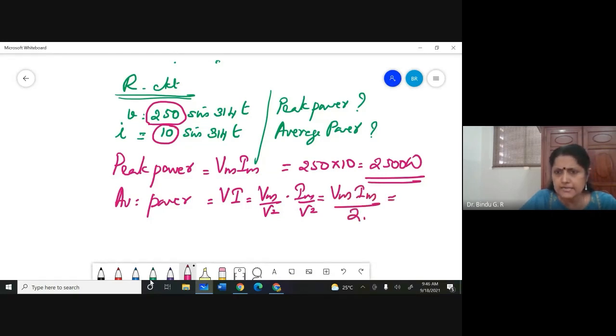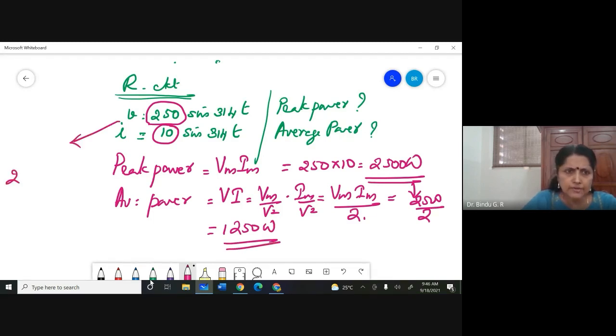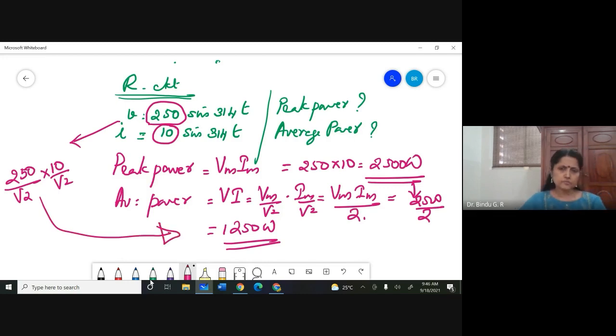In my case, this will be 2500 by 2, 1250 watts. This I could have found out as 250 by root 2 into 10 by root 2, and I'll get the same answer. This is clear, I hope.